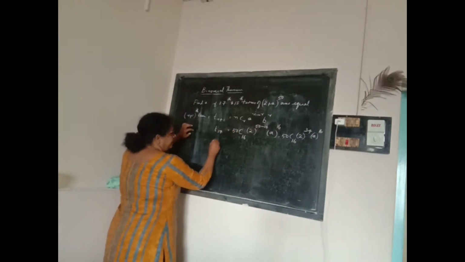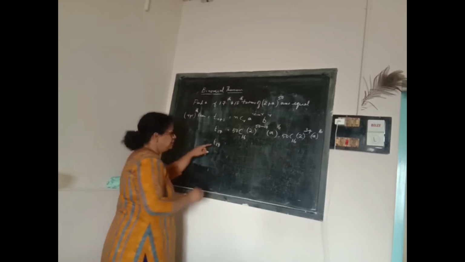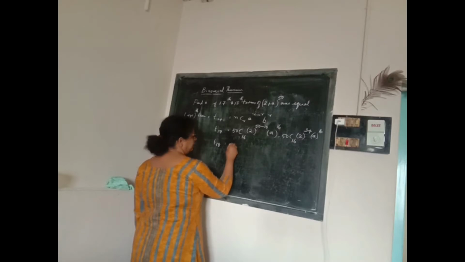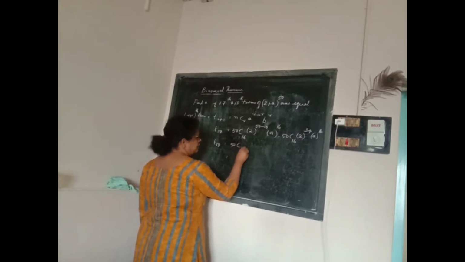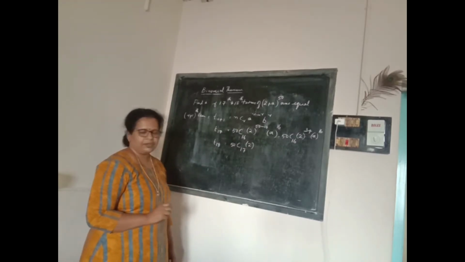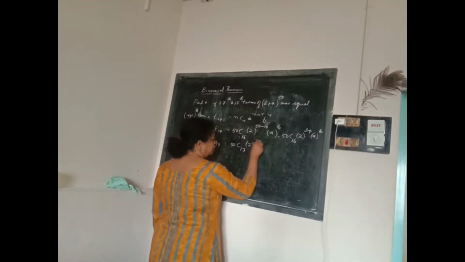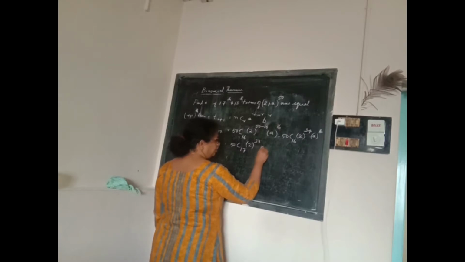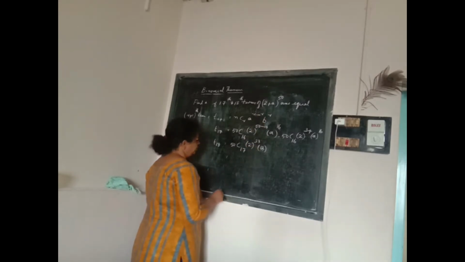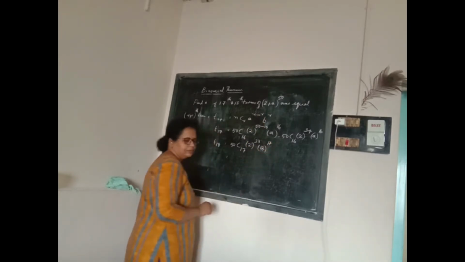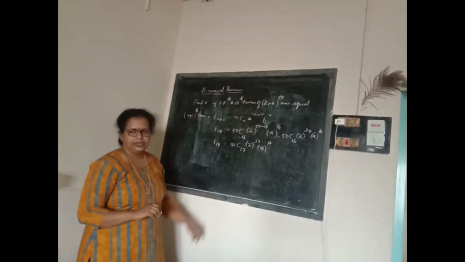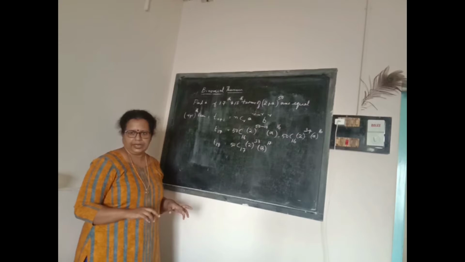Now the 18th term, T18: we put r equal to 17. That is the only difference. So it is 50C17, 2 raised to 50 minus 17, which is 33, and instead of b we put a, so a raised to 17. So we have written the 17th and 18th terms. They are telling us they are equal, so we equate and solve for a. That is the method.